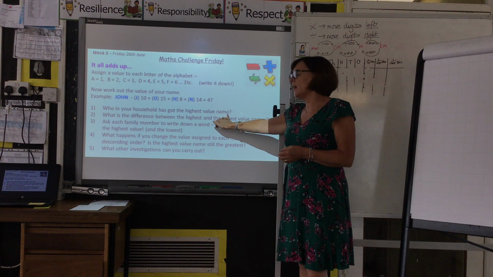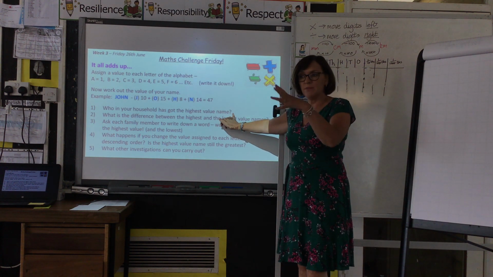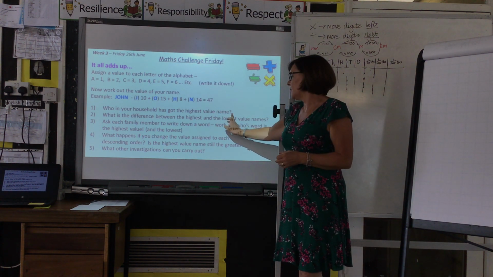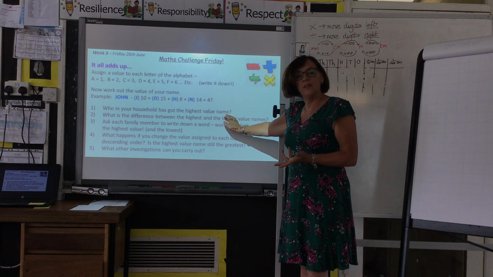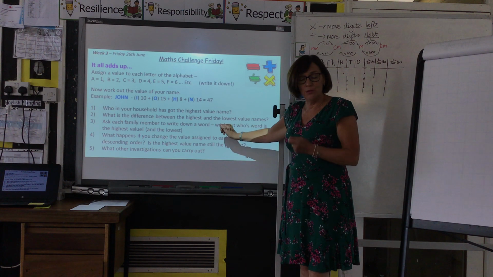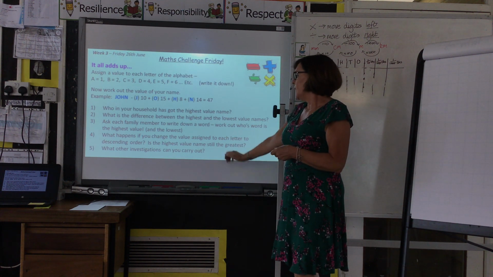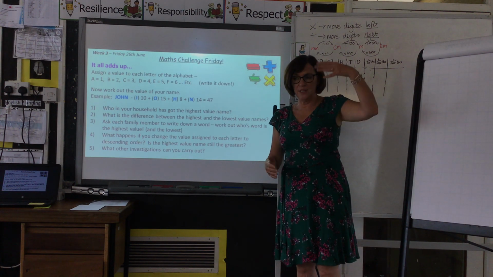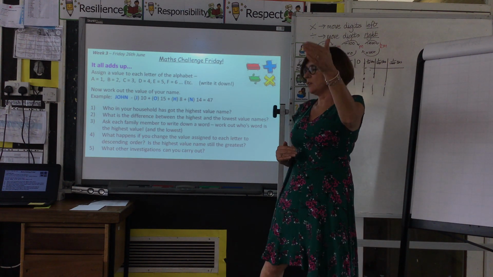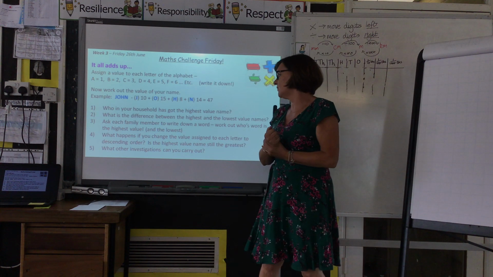So you can try everybody in your household, or possibly everybody in your class, wherever you're doing it. You can choose different names, see the value, and see who gets the highest value. The difference between the highest and the lowest. So when you've got those names, the difference means subtraction, so subtract the lowest figure from the highest figure.